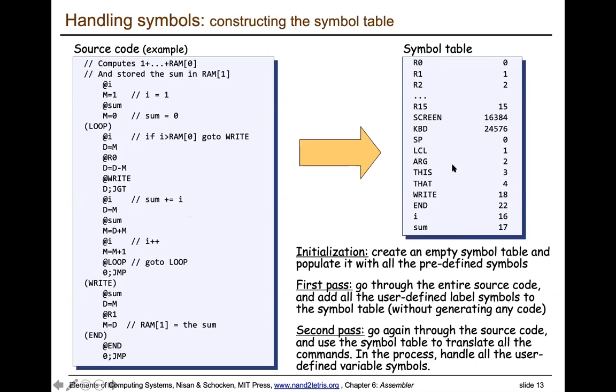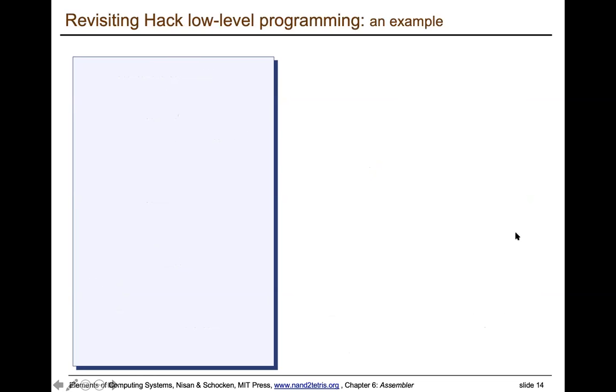And the second pass will go again through the source code and convert your source code to binary, with some variables you have not recorded in the symbol table. So you will add variables and give the first available RAM address to each variable. Okay, so far so good. Okay, seems easy.